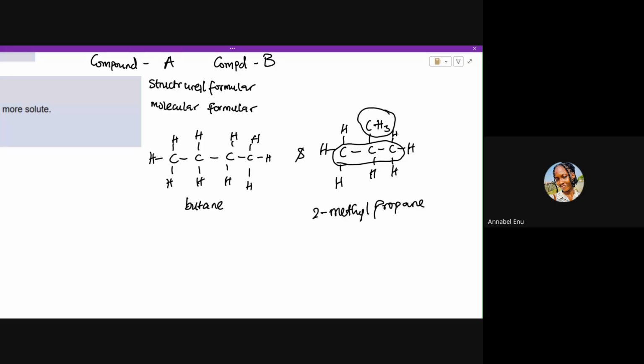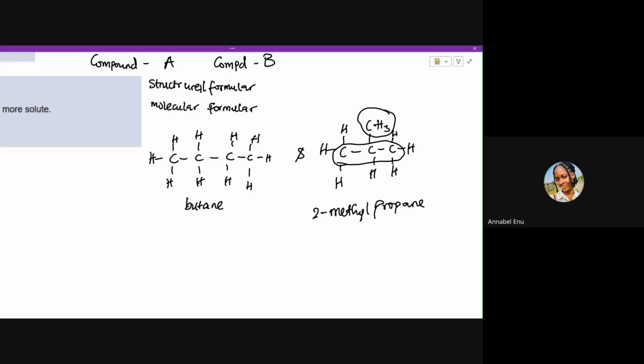So these are two different structures. Take notes of what I'm saying: structures. But their molecular formula tells you the total number of carbons and the total number of hydrogens that make up each compound. That's what molecular formula is all about. Their molecular formulas are the same. Why is it the same?